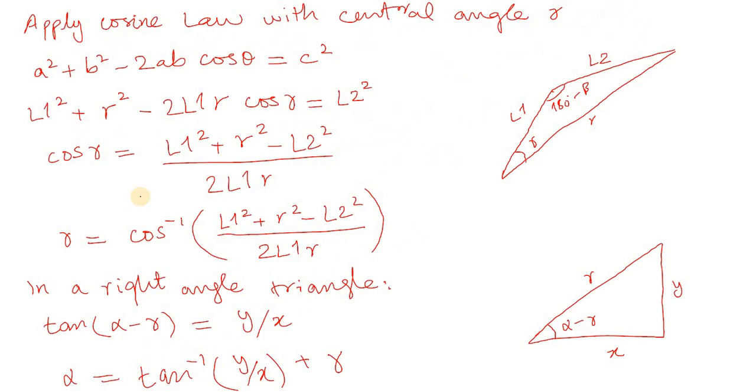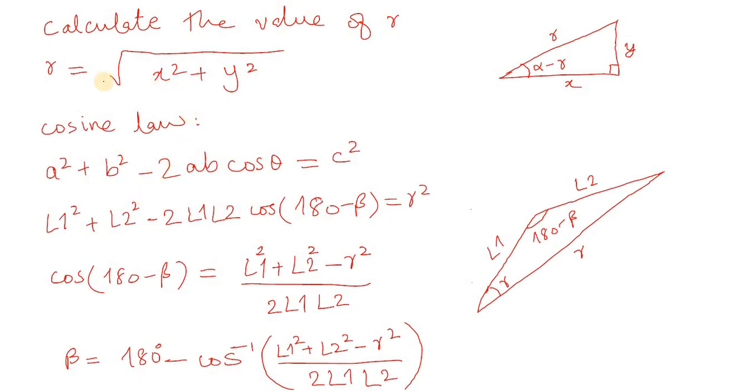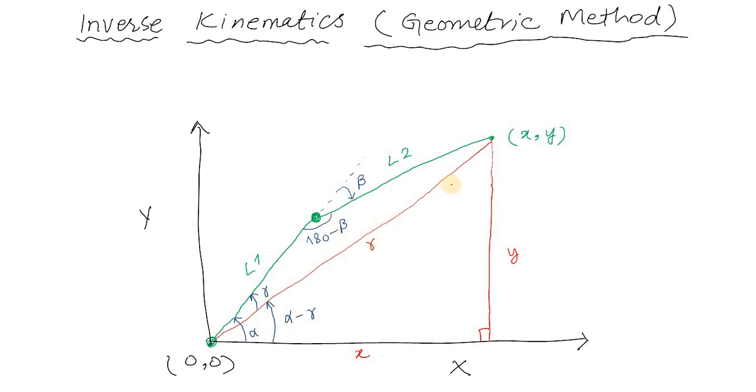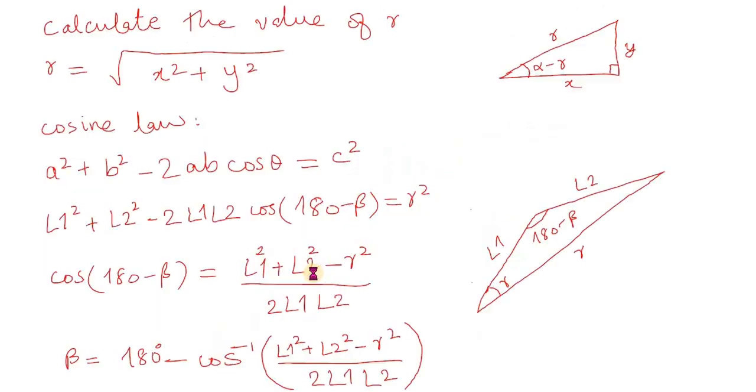The first step is to calculate your R value, because this R length is common between these two triangles, the right angle triangle and also the other triangle on the left side of this R. So first you need to calculate your R, and once your R is calculated, then you can calculate your angle beta. Because here L1 is known, L2 is known, and R you have already calculated, and then you can calculate your beta.